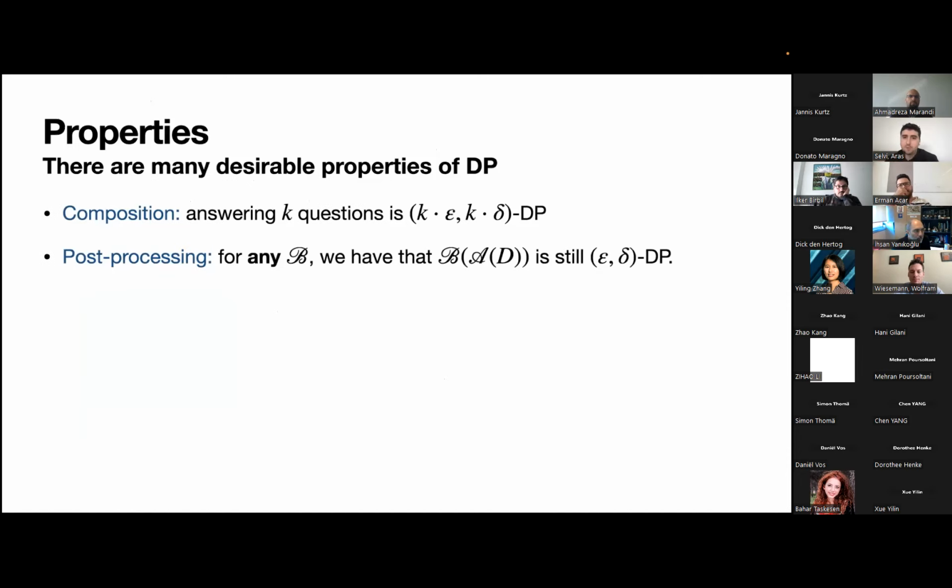There are also many properties that come with differential privacy. For example, composition says that if you answer the same query k times, then your privacy guarantees still hold, but epsilon and delta degrade. Or the post-processing property says that if you first answer something differentially privately, then whatever you do with that answer, you are still differentially private. So no one can reverse engineer it.